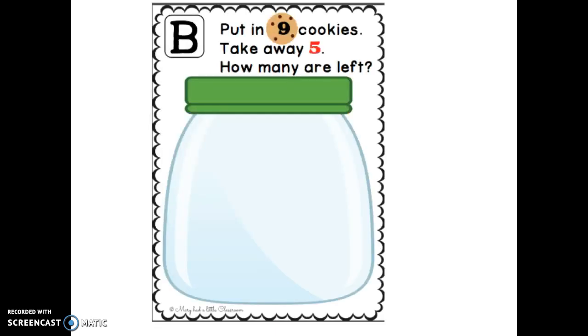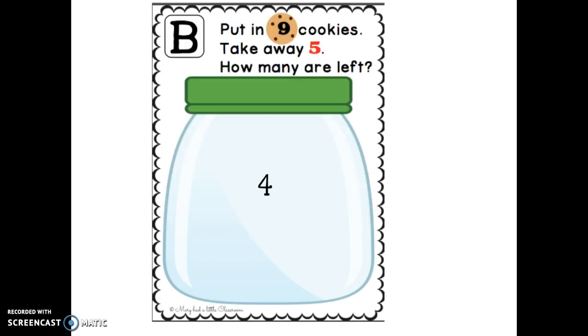Put in 9 cookies. Take away 5. How many are left? Once you're ready, hit the play button. The answer is 4. 9 cookies, take away 5 cookies, is 4 cookies.